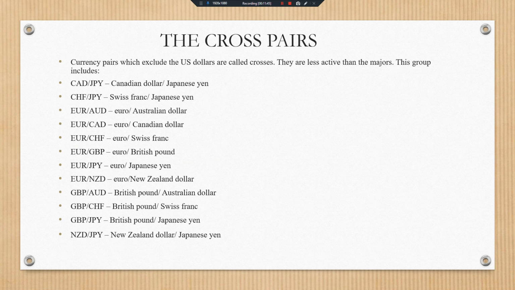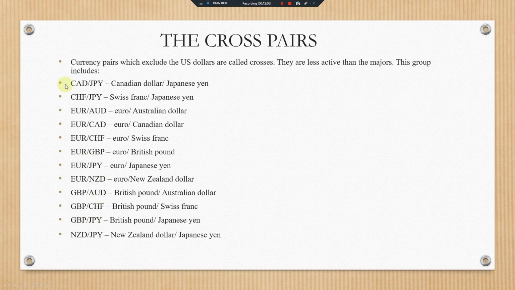So now let's look at the cross pairs, ladies and gentlemen. The cross pairs are pairs which exclude the US dollar. To exclude means you will not find the US dollar in this pair. Now, let's look at this. There are 1, 2, 3, 4, 5, 6, 7, 8, 9, 10, 11, 12.